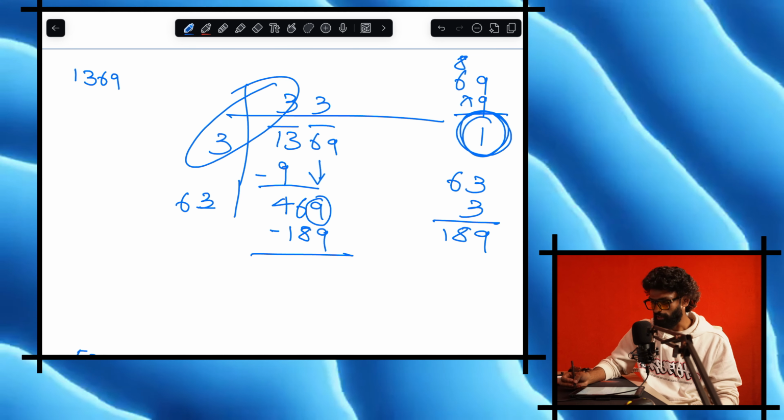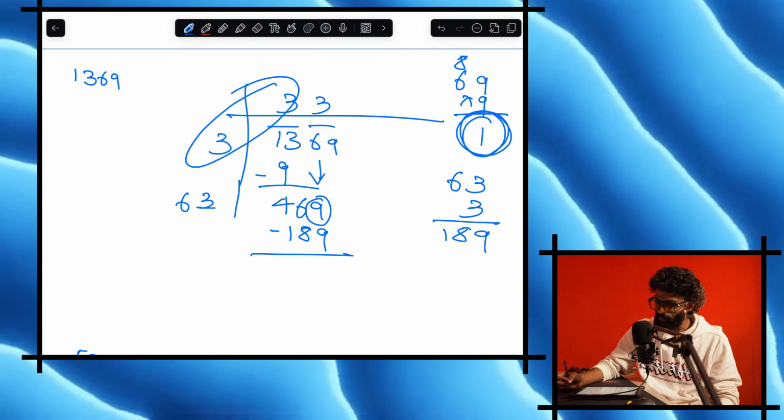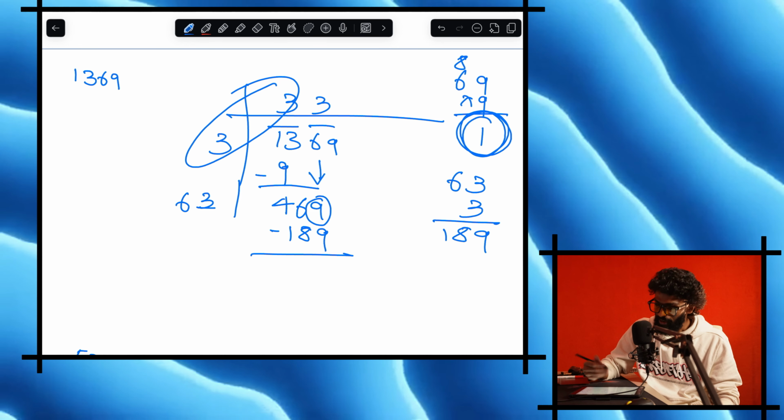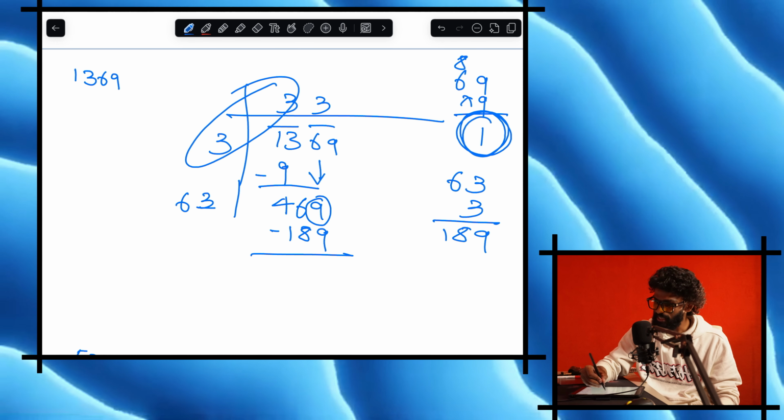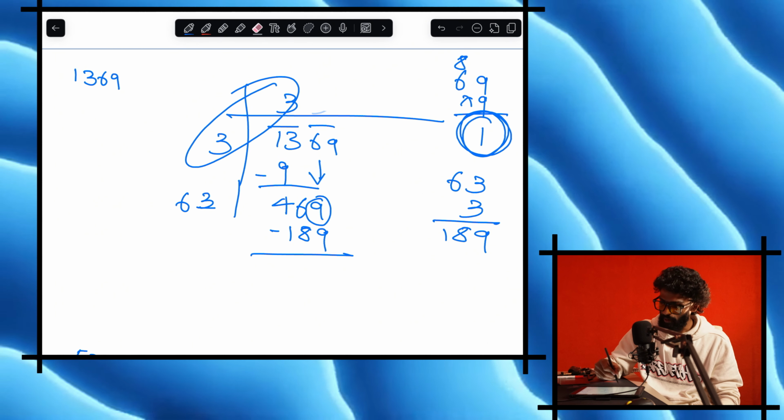Okay, can we go further? See, because 189 is 2 less. I'm supposed to get my answer somewhere close to 469. So obviously we realize 3 cannot be an answer. See, again, trial and error. There's nothing wrong here. You'll have to keep trying.